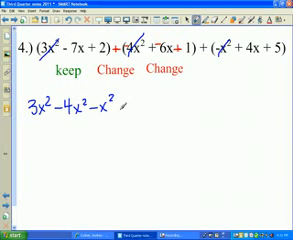Okay, so now the next degree down will be our x's and our x's alone. So now I have a minus 7x. Then we have a minus 6x and plus 4x.